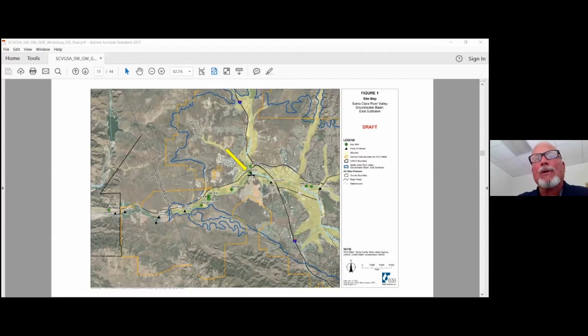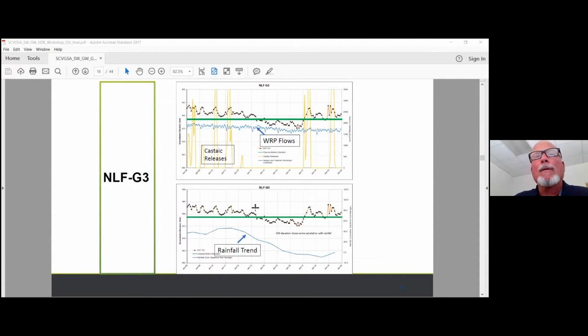Next, we're going to go to this well, this NLF G3. This is a Newhall Land and Farming well, G3, here kind of in the middle, just upstream of the confluence with Castaic Creek coming in here. And by the way, here's I-5, you can see that. Shows a little different pattern. So we see the river thalweg or the river channel bottom elevation here.